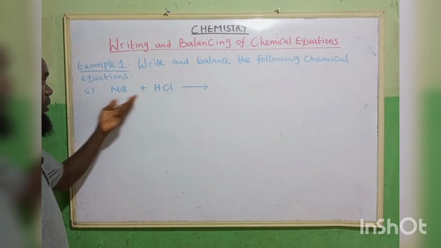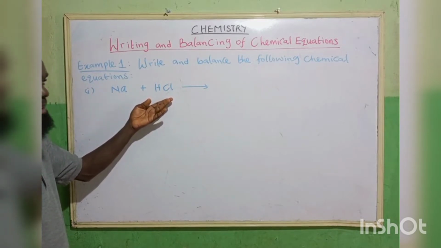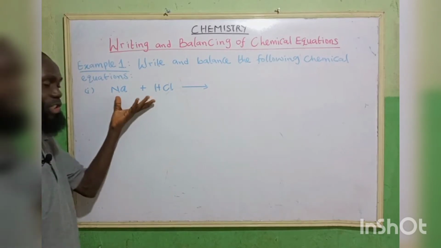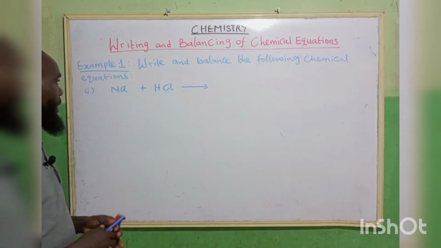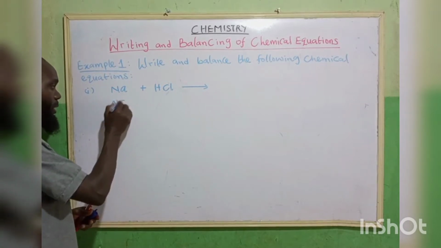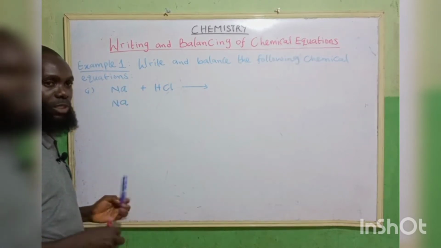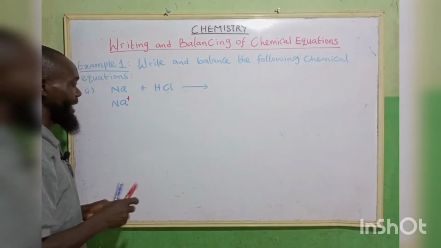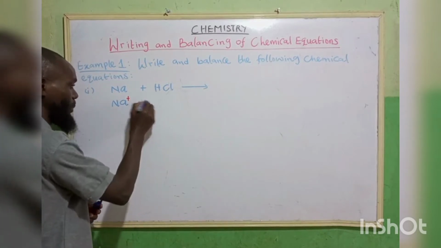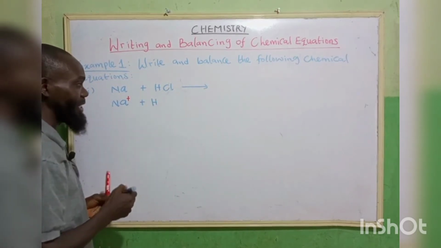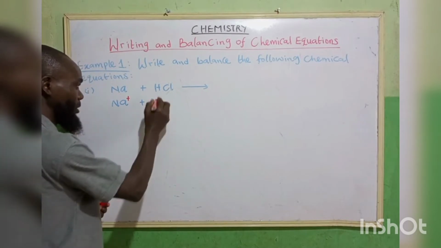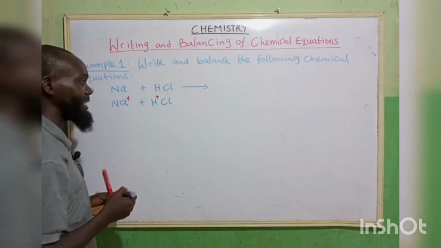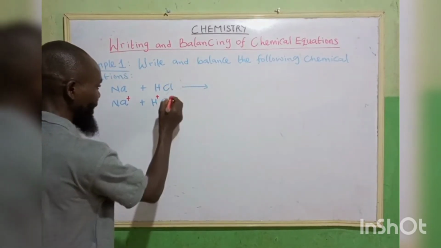Sodium combining with hydrochloric acid. So what is going to be given? Now, here we have to dissociate this and put it into ions. Let's have sodium. The charge of sodium is +1 as we have learnt in valency. Then HCl will be broken up into H. The charge of hydrogen is +1. Then we have chlorine, Cl, and the charge of chlorine is -1.